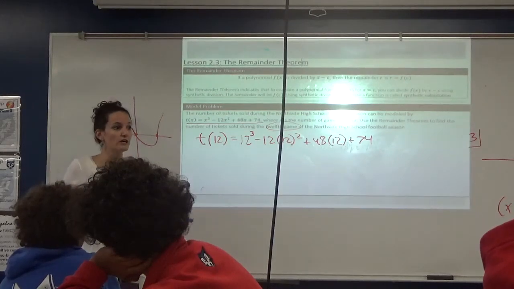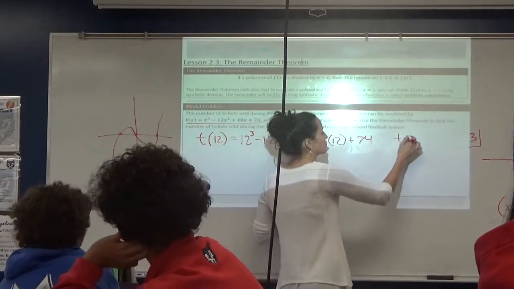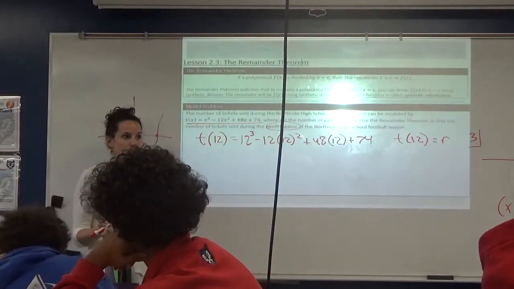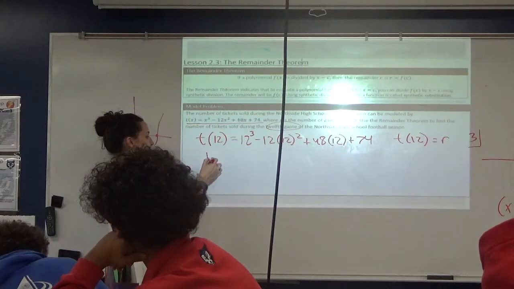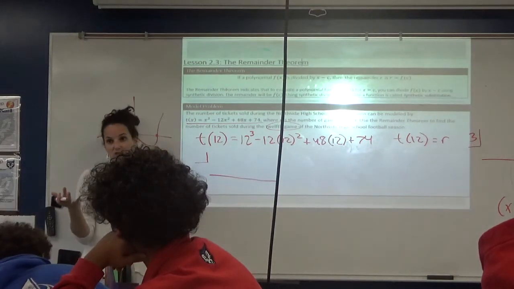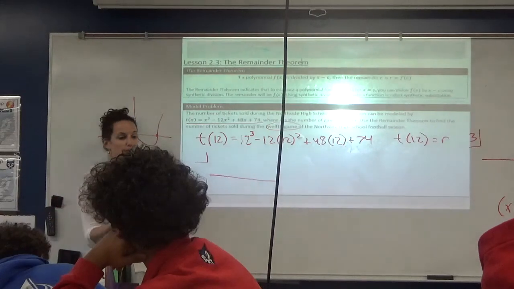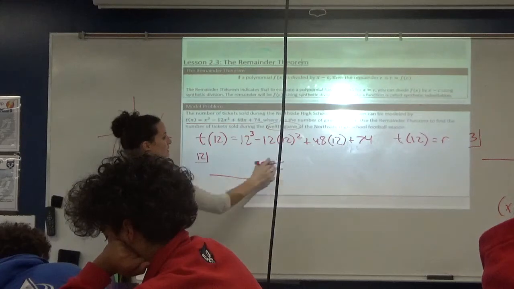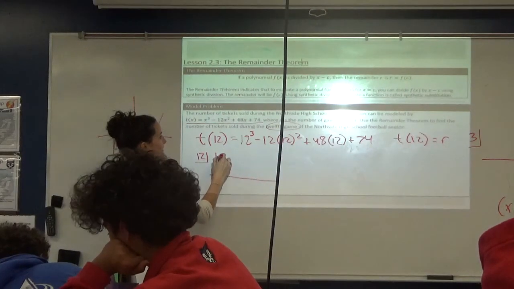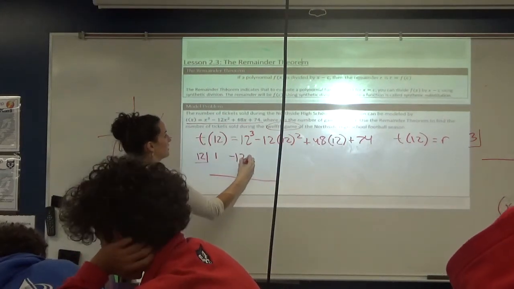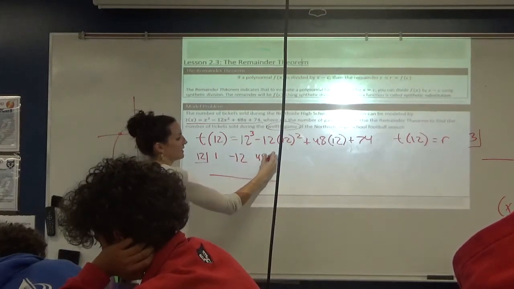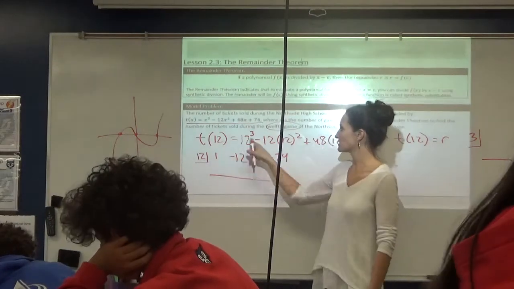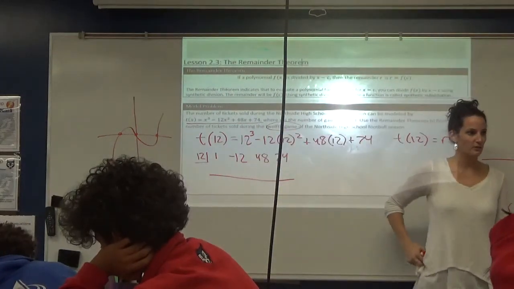So what we just talked about, though, is that T of 12 should also be equal to that remainder value when we do synthetic division, right? So let's set up our synthetic division and see if we like it as a strategy to solve this problem, okay? So if our c is 12, and we write the coefficients of our polynomial, we would have a 1, negative 12, 48, and a 74. I just took the coefficients like we did yesterday.